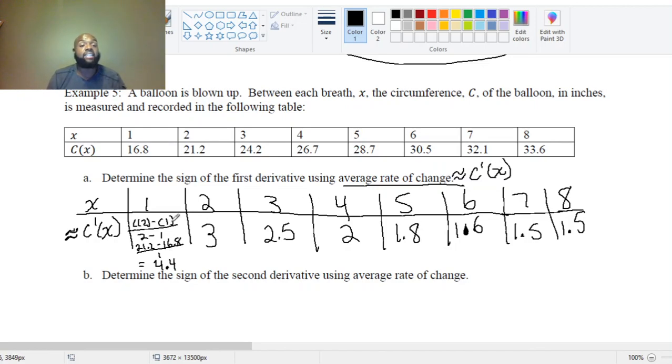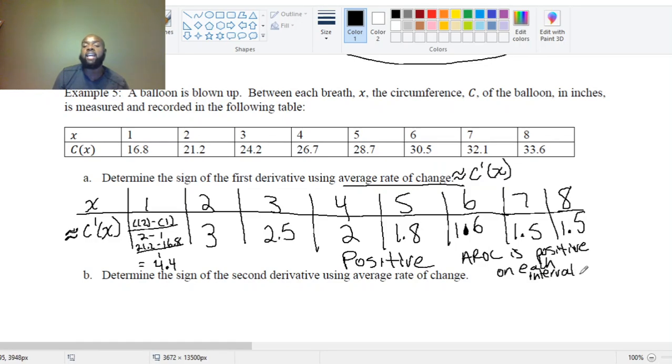But as you can see, the sign of our first derivative is just the sign of the values that I see. 4.4 is a positive number. 3 is a positive number. 2.5 is a positive number. 2 is a positive number. All of these numbers are positive, so the sign of the first derivative is positive because the average rate of change is positive on each interval. And I use the average rate of change as an estimate for the instantaneous rate of change, which is your first derivative, all right?